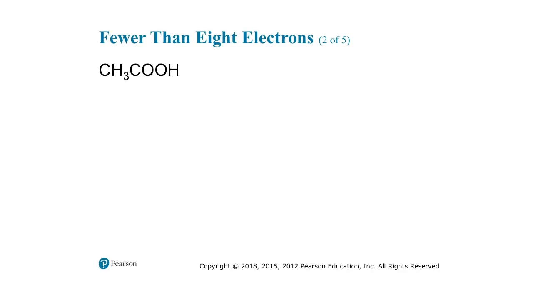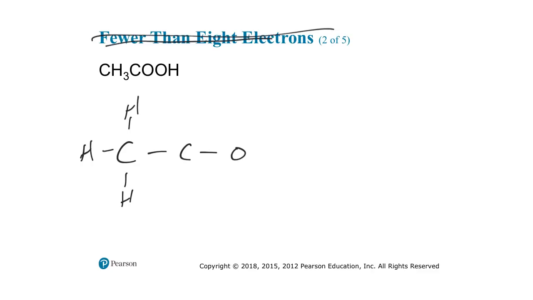What about acetic acid? So acetic acid, CH3 C. Now what about the COOH? Well, we could think about this for a minute. Oxygen wants to form 2 bonds and have 2 lone pairs. Carbon wants to form 4 bonds. It just doesn't work if we try to linearly attach those O's. So that doesn't quite work.